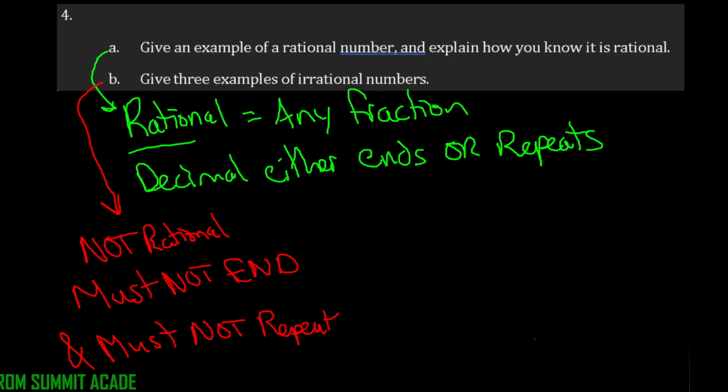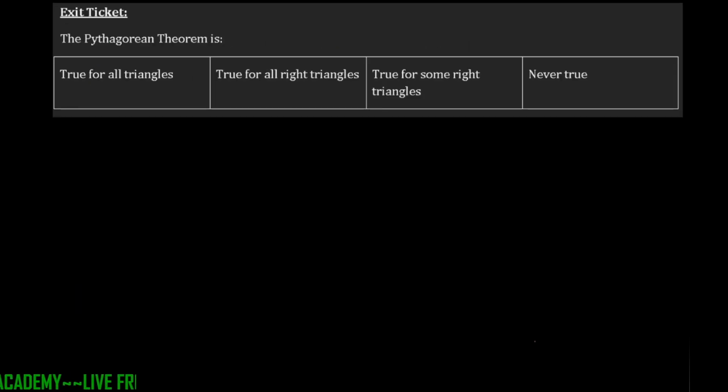and try to give me one example for a rational number. And then lastly, at the very bottom, it says the Pythagorean theorem is true for all triangles, it's true for all right triangles, it's true for some right triangles, or it's never true. Well, we know for sure that it cannot be these two because it's not true for all triangles, and it's not never true, so it can't be that either. So we're going to say it's true for all right triangles.